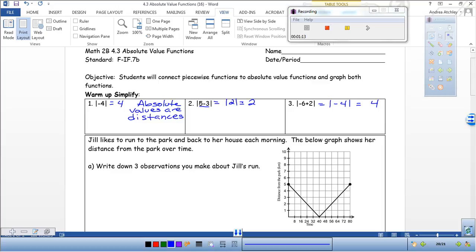Okay, then we need to talk about Jill, she likes to run. She's going to run to the park and back to her house each morning. The below graph represents her distance from the park over time. We want to write down 3 things we notice about this. Does anyone have something they notice? Yes, great. It took her 40 minutes to get to the park and 40 minutes to get back.